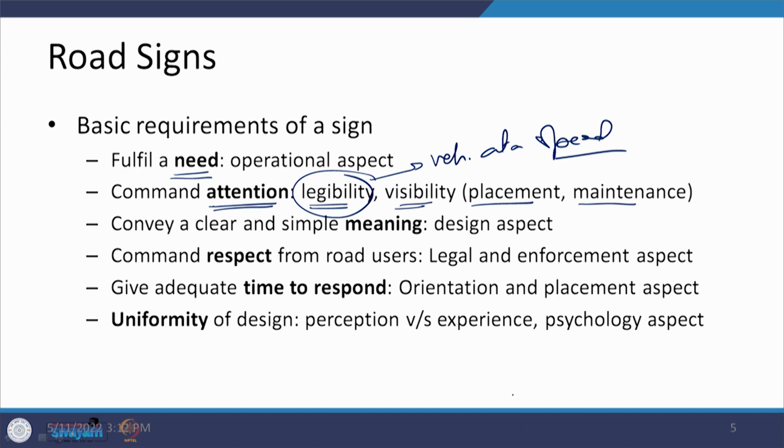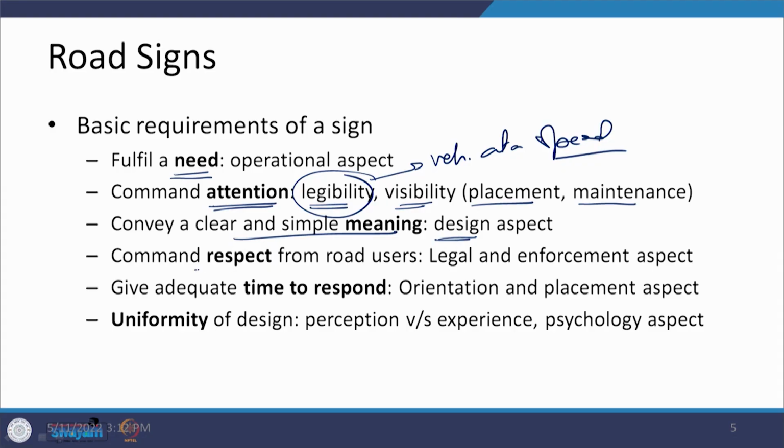Then these signs should have a clear and simple meaning, nothing complex. There is nobody who is going to have a lot of time to understand what you are trying to tell as a traffic engineer or a planner by placing that particular road sign at the side of a road or a carriageway. So, it is a design aspect: how it is being designed, how the letters have been designed, what is the size of the letters, what is the type of design being provided in terms of say a picture or an arrow, and whether it is telling what exactly it should tell. Whether it is happening or not, that is what we are trying to look at here.